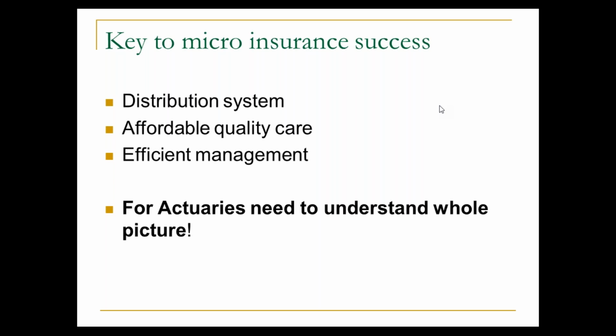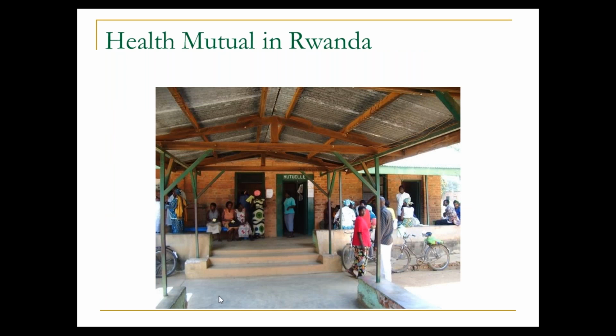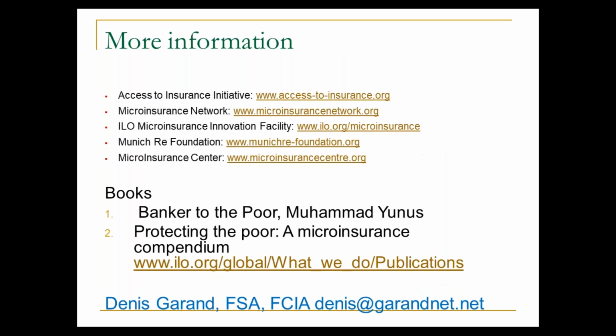So the final picture I have, on the next slide, is a mutual health insurance in Rwanda. This was a village of 30,000 people on the top of a mountain, and they were the first successful health mutual I saw. They were running everything right. They're operating on a $5 premium per person per year, and they were sustainable. And the final slide is just for your information, where you can get more information. The good book, Banker to the Poor, is a really good story, especially the section on consultants.